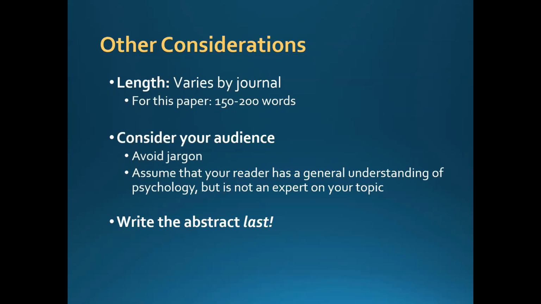Consider your audience. I don't think this is a big problem for anyone, but avoid jargon and assume that your reader has a general understanding of psychology, but is not an expert on your topic. No group is doing anything where I would think that you need to explain more. But potentially, if you were doing a study on heart rate variability, or the time between beats, whenever your heart beats, which is a measure of a lot of stuff, but also emotions, maybe you'd want to explain what HRV is. But I don't think any group is doing anything that extreme where you would need to explain anything in your abstract.